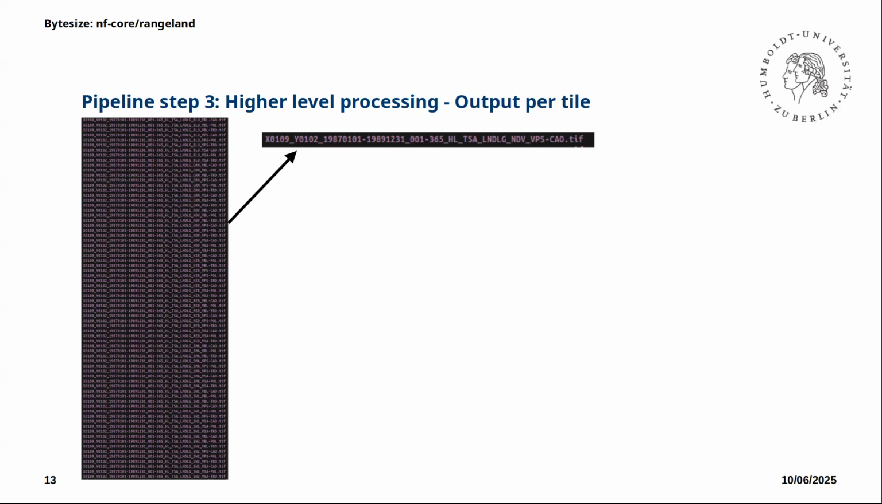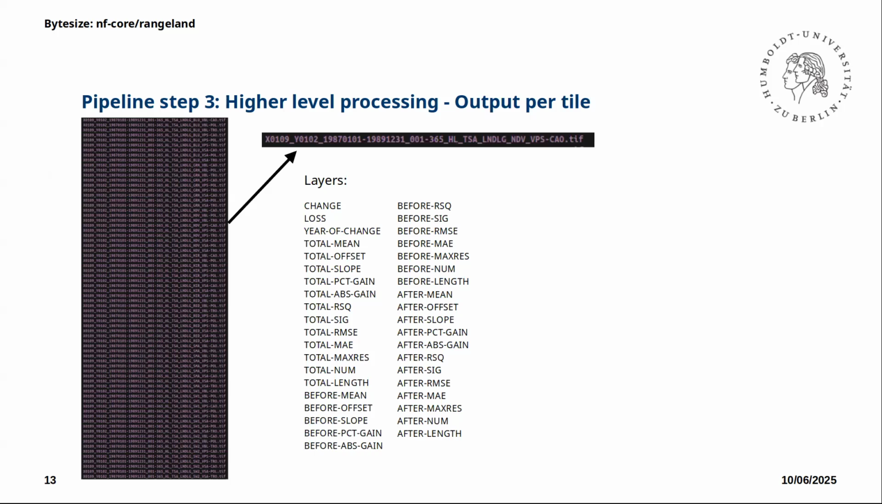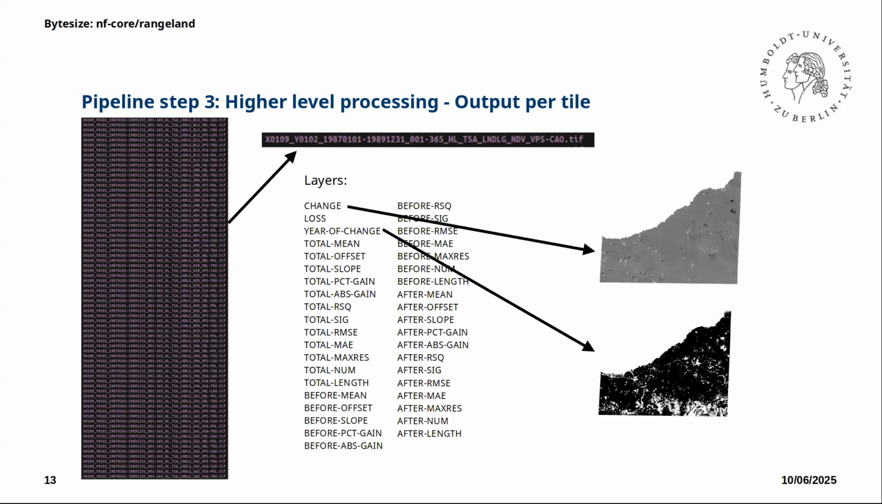So day 1 to 365. We have HL, which means higher level TSA, time series analysis. Then we have this LNDLG, which is the identifier for Landsat missions. We have NDV, which is the index that is being used. VPS means the value for the peak of the season. And the CAO means that we are looking at the trend, so this is the change analysis output. This file has these layers, so all of these layers will be included. You can view all of them individually, and here are just some examples for the change or the year of change.